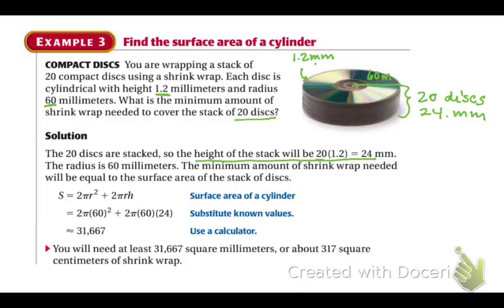So the surface area is equal to 2 pi r squared plus 2 pi rh: 2 pi times 60 squared, remember our radius is 60, plus 2 pi times r, which is 60, and h, which is 24. We throw that into our calculator, and you will need at least 31,667 square millimeters, or about 317 square centimeters of shrink wrap to cover that stack of CDs, again with no overlap and no extra. So we've just measured the surface area of those CDs. Again, if you need to pause the video and take more notes on this, please go ahead and do that.